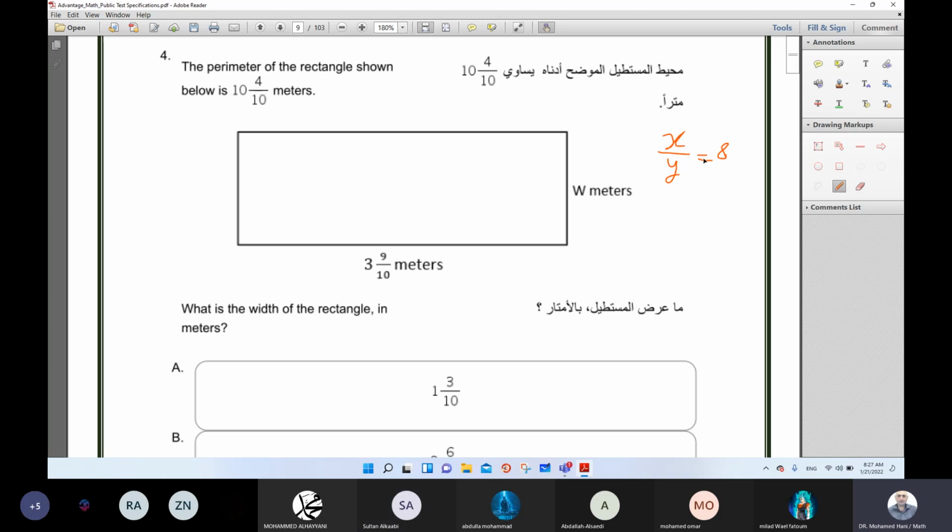We have x over y equal 8. As you remember, the denominator of 8 is 1. So you can do a cross product. 8 times y, 8y, equal x times 1, x. Then we want just y, so we can divide the two sides by 8. Divide here by 8, and divide here by 8. So 8y divided by 8 will be y equal x over 8, means 1 over 8 times x.